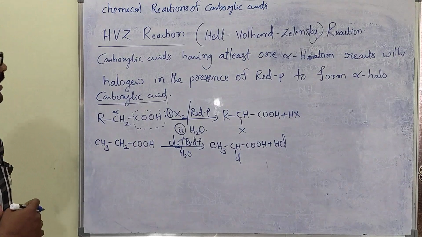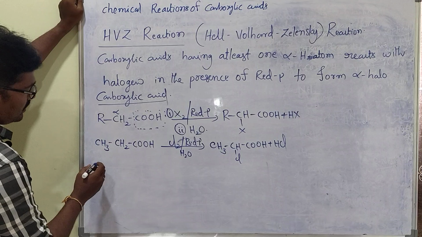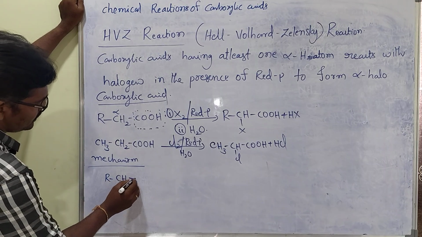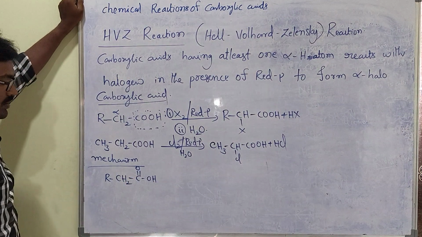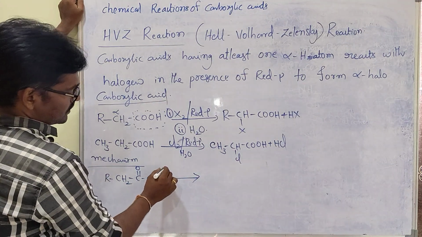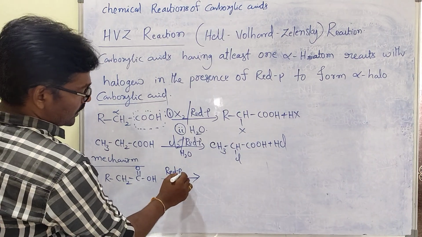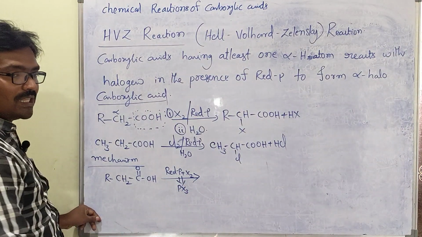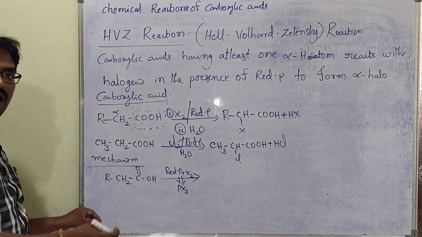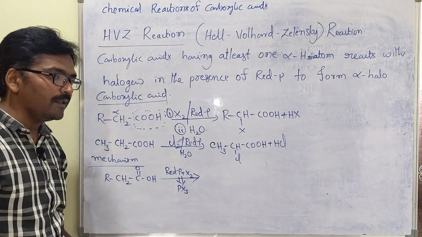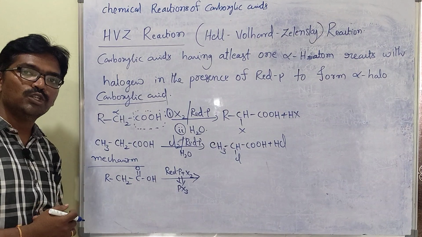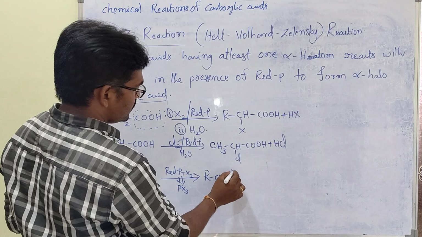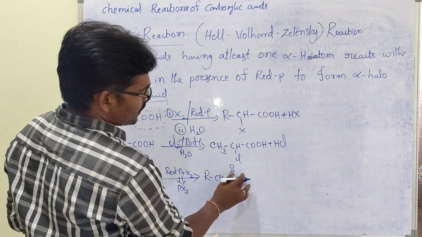Sir, how does the reaction take place? So let's see the mechanism. In the mechanism, we'll see how the reaction takes place. First, we have RCH2C double bond O OH. Here, when any halogen X2 is used with red phosphorus, PX3, such as PCl3, PBr3 or PI3, will be formed. We know that when PX3 reacts with it, in the place of OH, the halogen will be substituted. So in the place of OH, X will be formed.